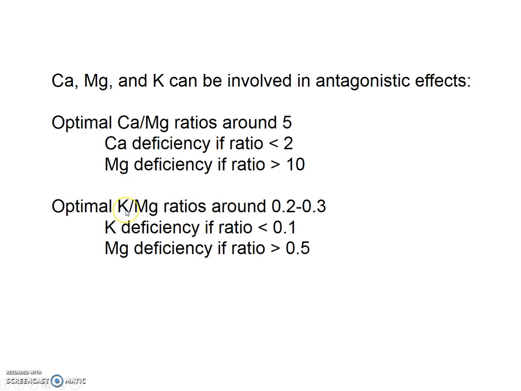In the case of the ratio of potassium and magnesium, the ratio should be between 0.2 and 0.3. If the ratio potassium-magnesium is below 0.1, we will have a potassium deficiency, and if the ratio is above 0.5, we will have a magnesium deficiency.